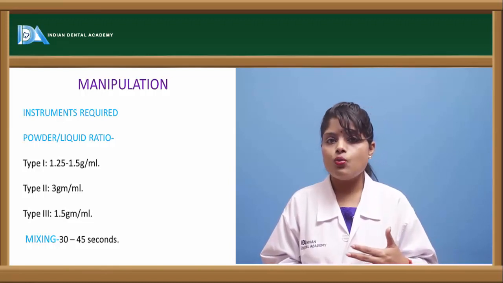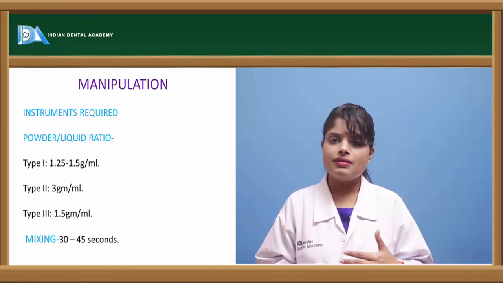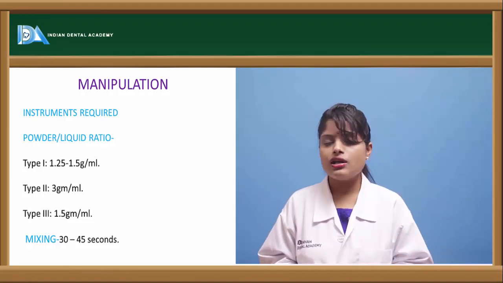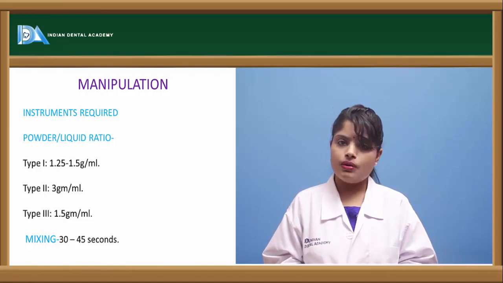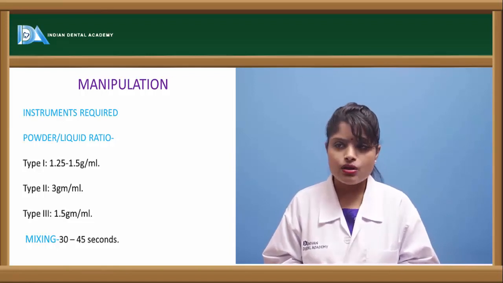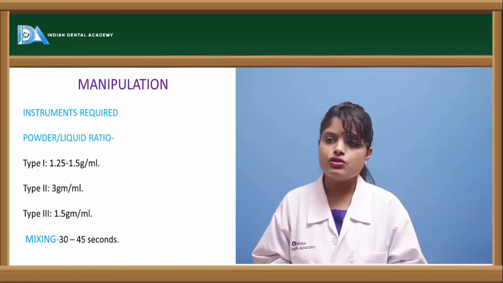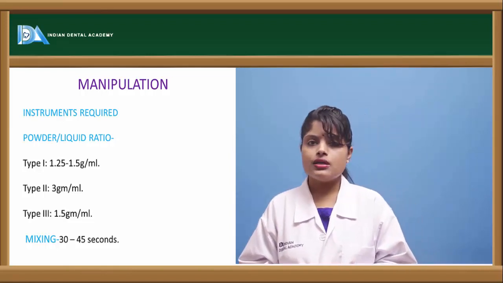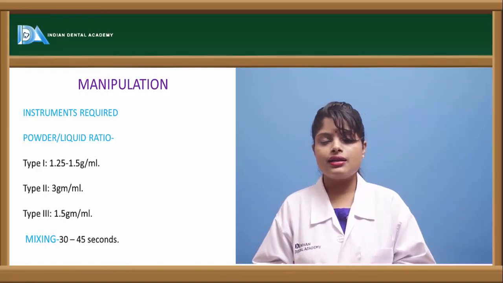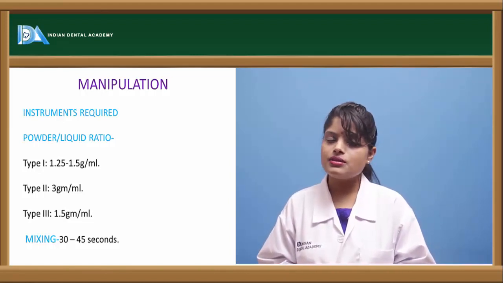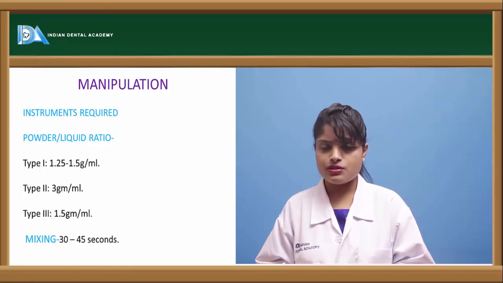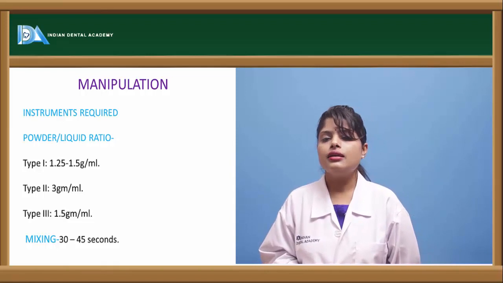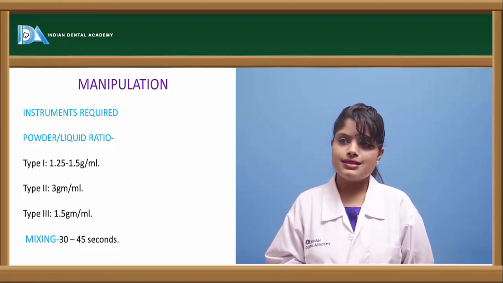This will depend on what type of glass ionomer cement it is, whether it is used for luting, for restoration, for any other purpose, or as a pit and fissure sealant. In type 1, which is for luting, 1.25 grams of powder for 1 ml of liquid is used, for type 2, 3 grams, and for type 3, approximately 1.5 grams. The mixing time of glass ionomer cement is usually 30 to 45 seconds.